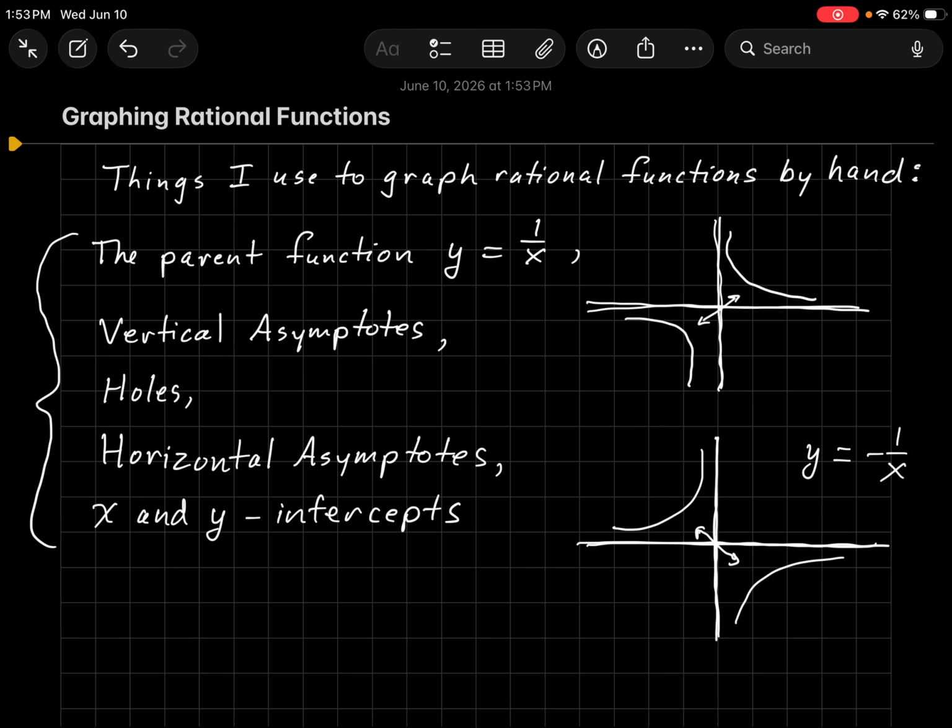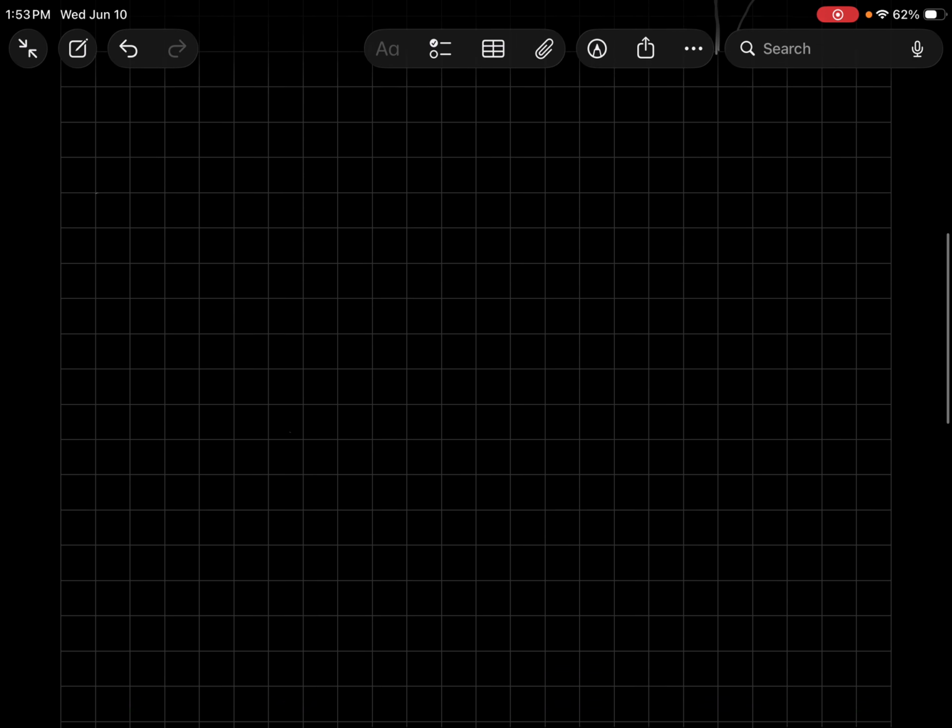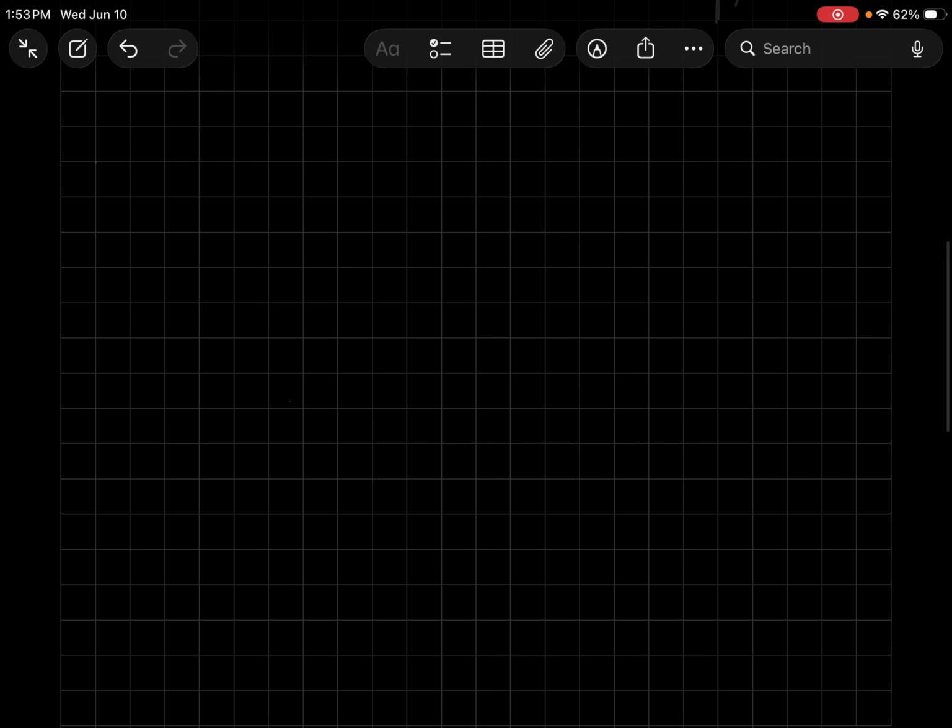I also like to use vertical asymptotes and horizontal asymptotes, kind of to start, holes if there are any, and sometimes x and y intercepts. Let's see how we do this.